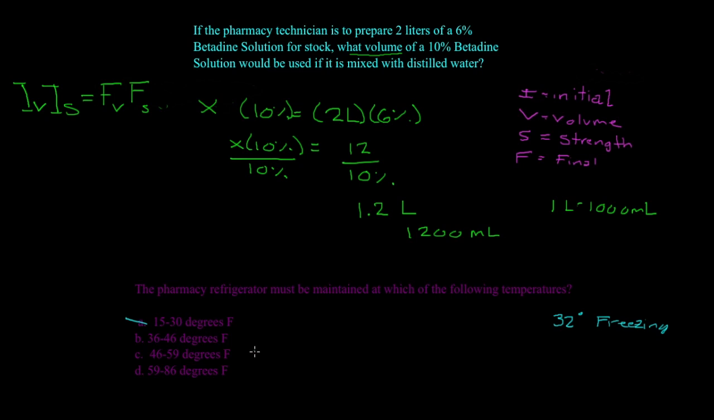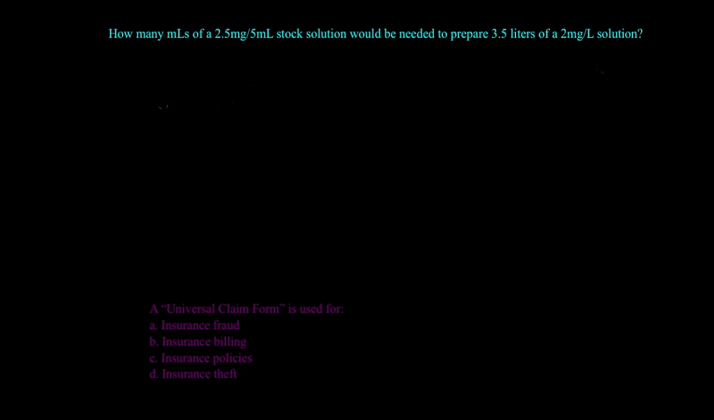And if we also think about how cold it is in the actual pharmacy, chances are it's going to be between 59 and 86 degrees. So that's basically room temperature. So it's not going to be that one. So basically your 2 options are going to be B and C. If you know what temperature a refrigerator is supposed to be at, you'll know that B is the correct answer.